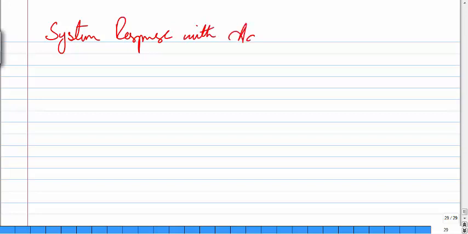Today we will look at system response with the addition of poles and zeros. So, system response with additional poles.